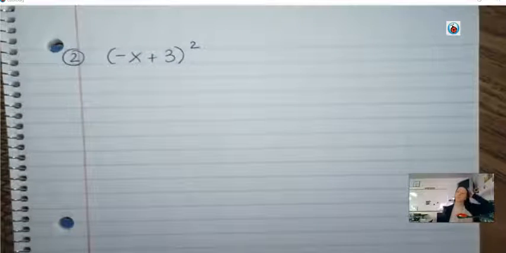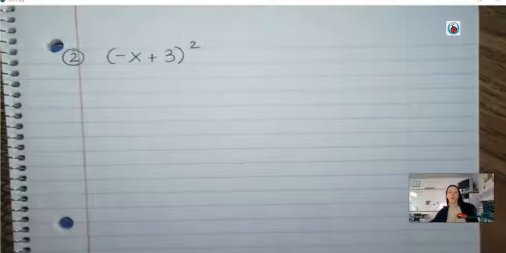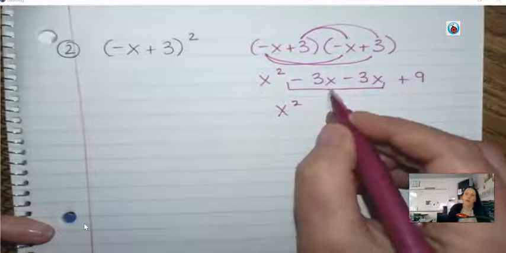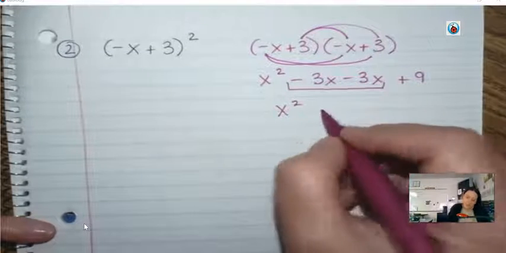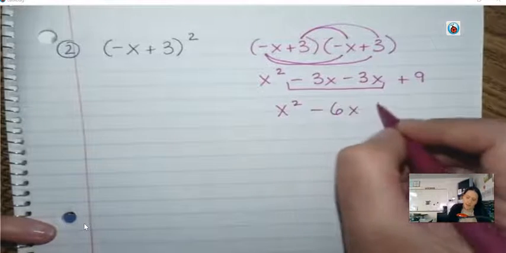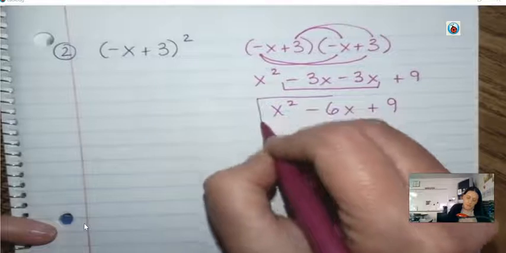Okay, number 2. (Negative x plus 3) squared. Okay, go ahead and figure that one out. If I have negative 3x and another negative 3x, I really have negative 6 of those x's. And there's your final answer.